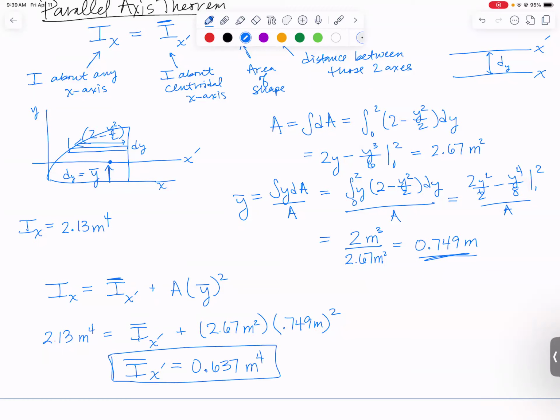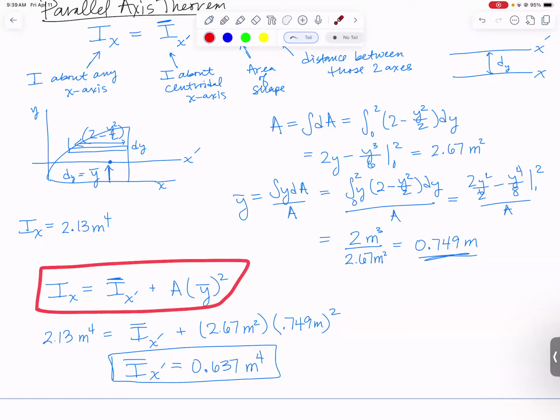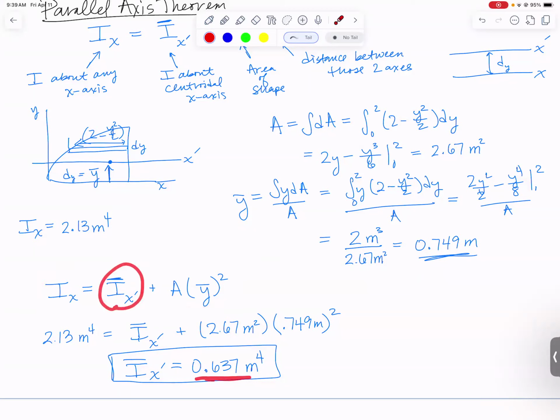I want to say a few things about this before we go on to our next example. It is smaller than the moment of inertia we started with, which was the 2.13. It should make sense looking at this equation that it will always be smaller, because you take the smaller thing and add something to it to get the moment of inertia about another axis, right? Does that kind of make sense intuitively?